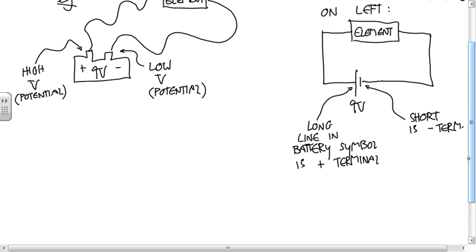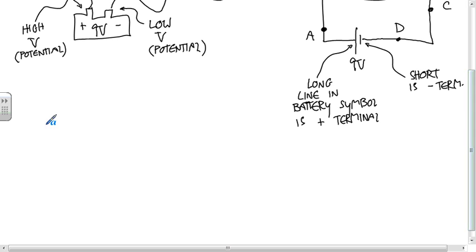Okay, so here are some things to know about schematics. And I'm going to mark a couple of points on this schematic. So let's call this the point A, this the point B, this the point C, and this the point D. And here are a few important facts about schematics.